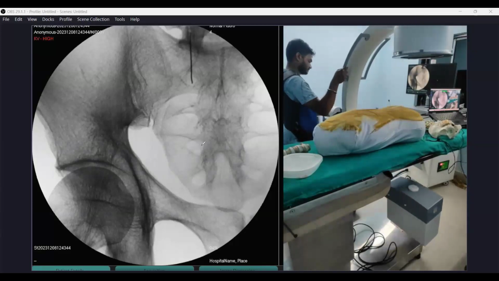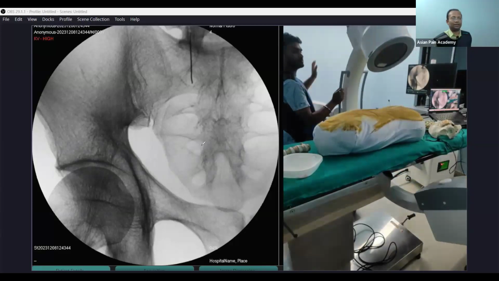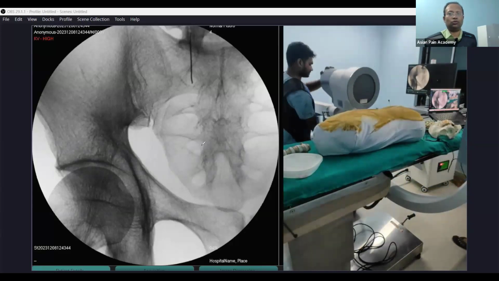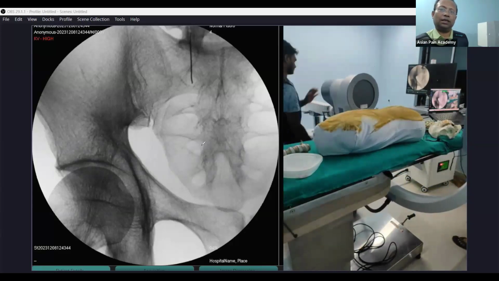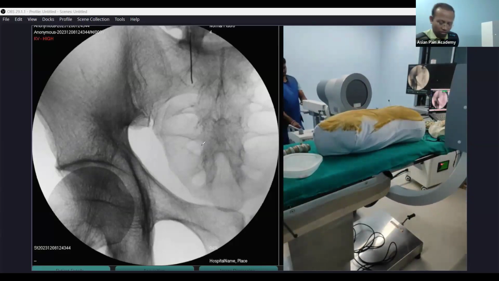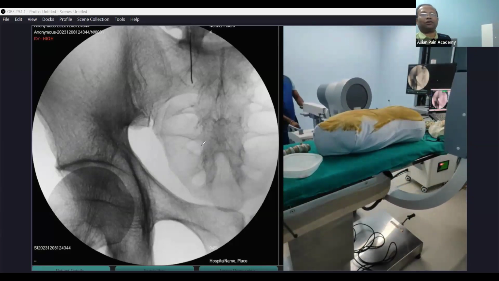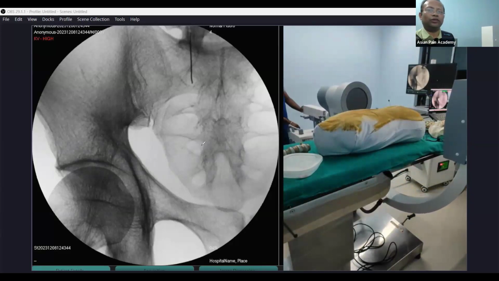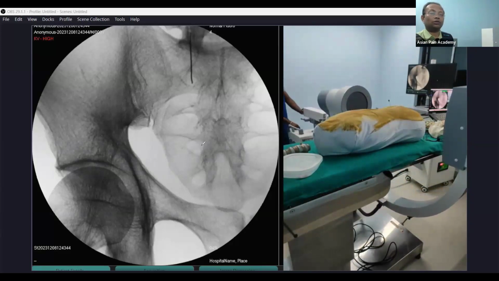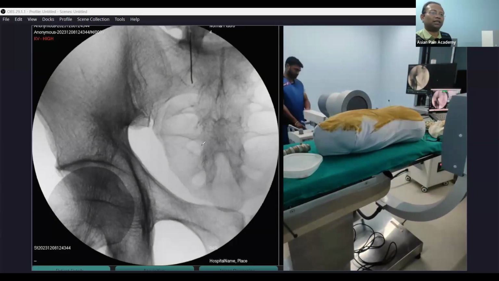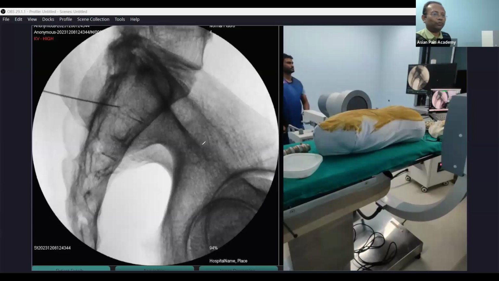So where it should be is between the two sacral plates. Between the two sacral plates, it should be in the epidural space. We have not entered through the epidural window, the caudal window, but ultimately it should reach the same plane. Okay, so it is in the epidural space.